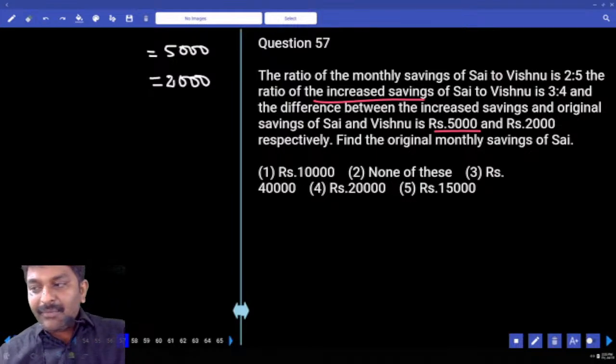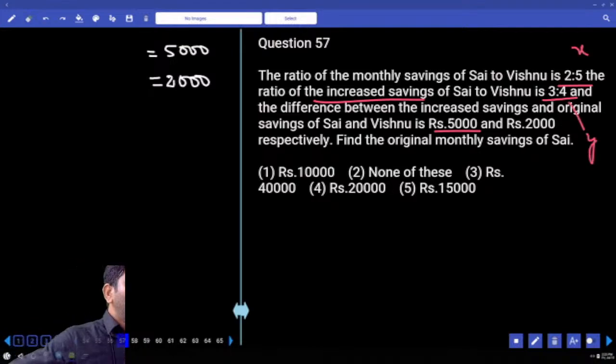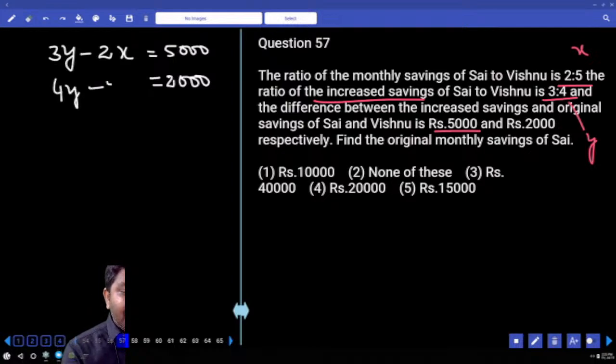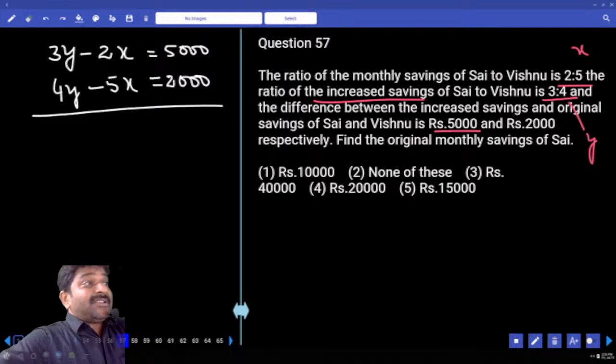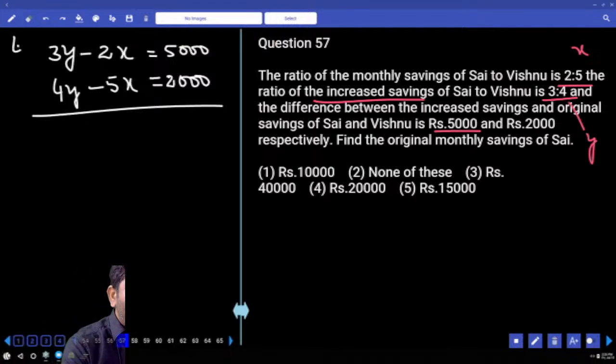Yes. Now when you have 2 different ratios, one is multiplied with x, the other should be multiplied with y. So savings difference for Sai, tell me. 3y minus 2x. For Vishnu, 4y minus 5x. Now do you want to calculate initial savings or increased savings? That means we need x value, meaning we need to eliminate y value. I'll multiply first equation with 4, second equation with 3. Is that okay? Right. So y definitely gets cancelled.